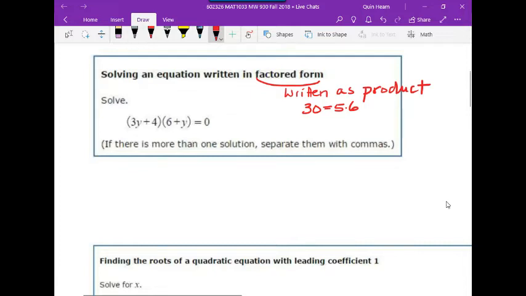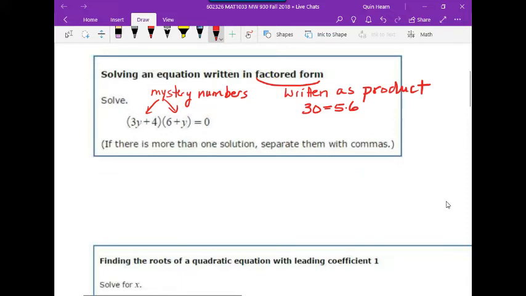All right, so where do we see a product in this equation? This equation says the quantity 3y plus 4 is being multiplied by the quantity 6 plus y. So we have a product. Each one of these, 3y plus 4 and 6 plus y, are two different mystery numbers that are being multiplied together.